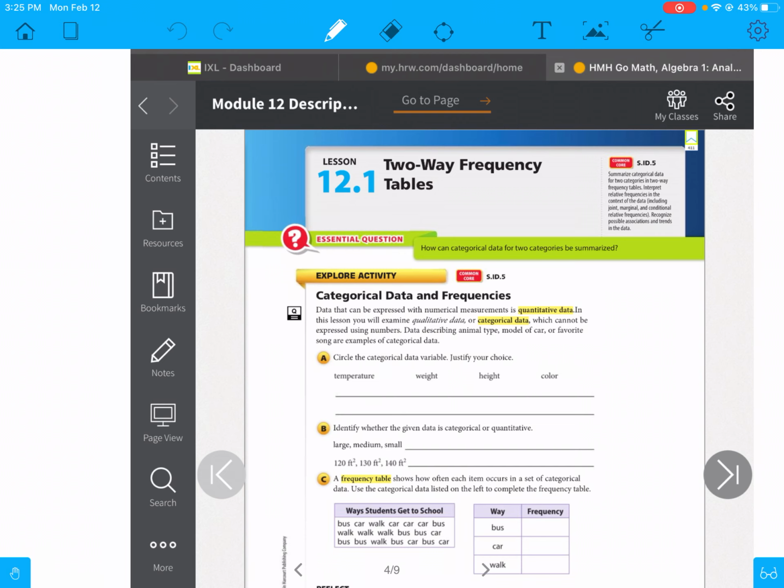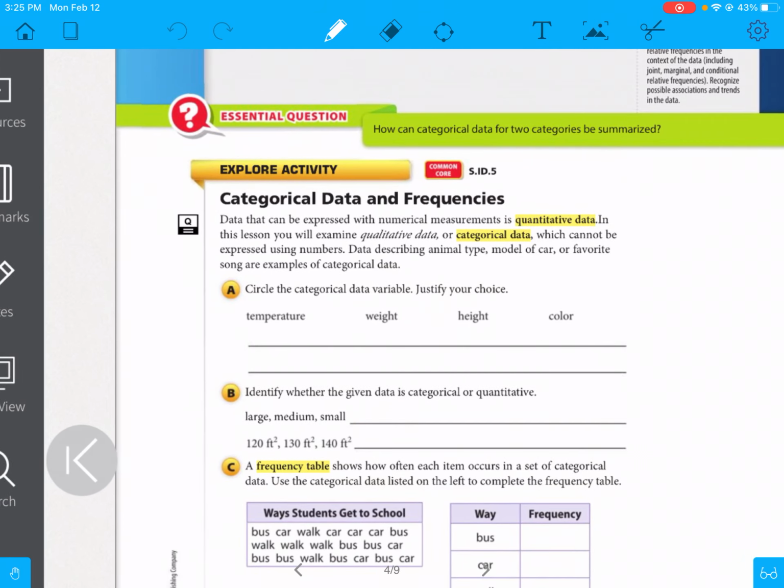Our essential question is, how can categorical data for two categories be summarized? We talked a little bit earlier yesterday about how data can be quantitative or categorical. Quantitative has to do with numbers, categorical has to do with categories, not numbers.